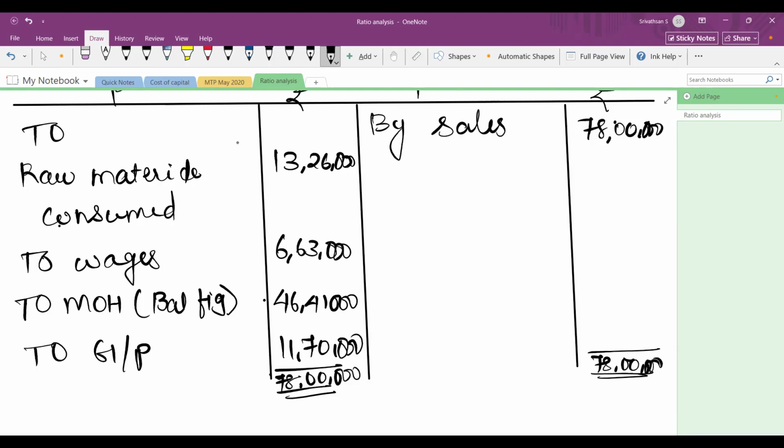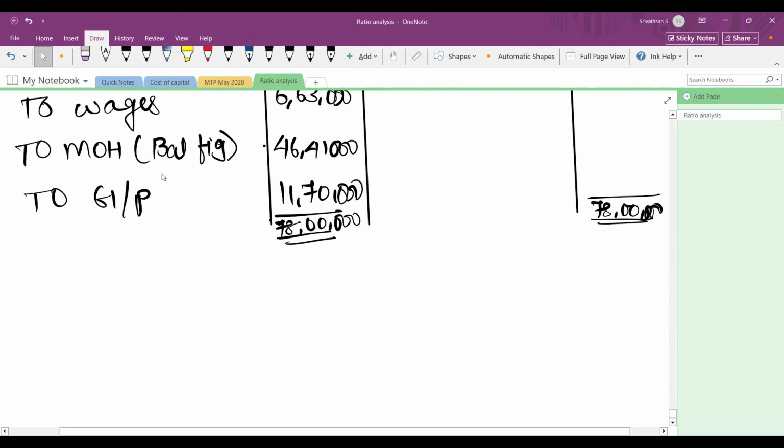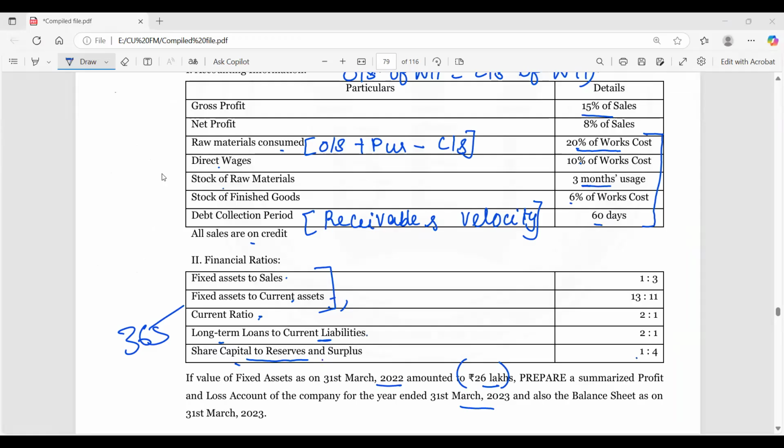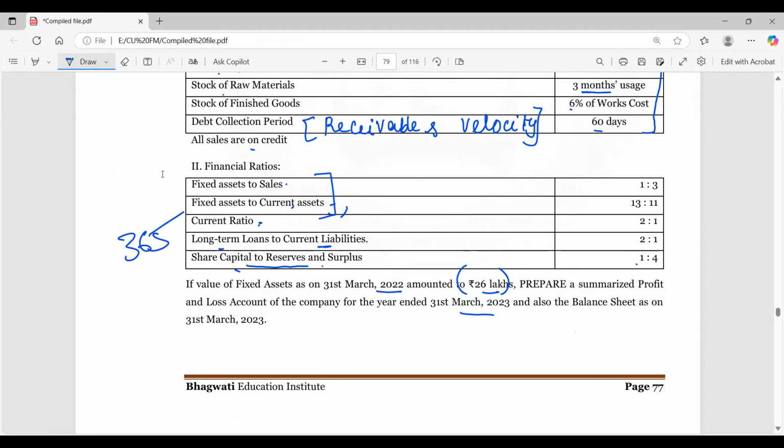So the main issue in this question is you have to understand works cost is equal to cost of goods sold only when opening stock of finished goods is equal to closing stock of finished goods, and opening stock of work in progress is equal to closing stock of work in progress. Clear? Any doubt? Prepare the balance sheet yourself and tell me the total. Oh, that is also there. Sorry.